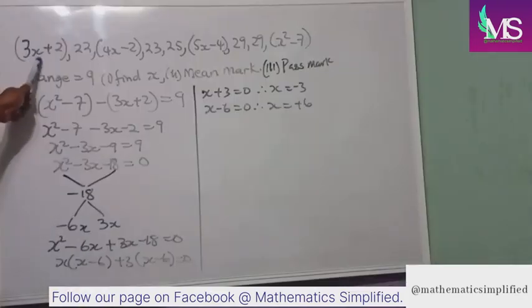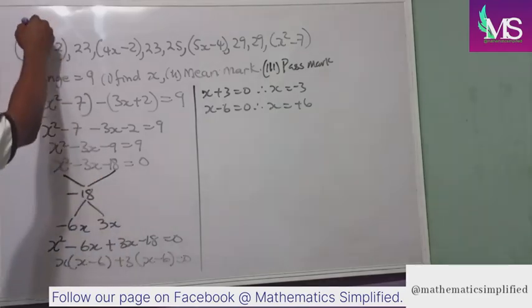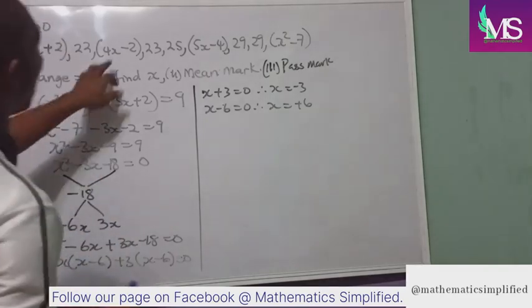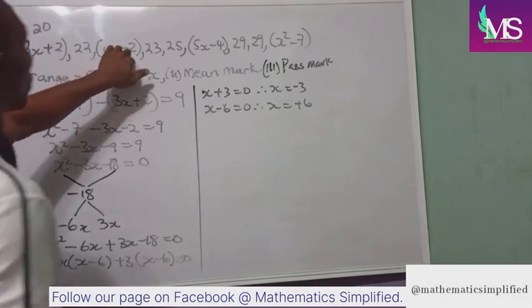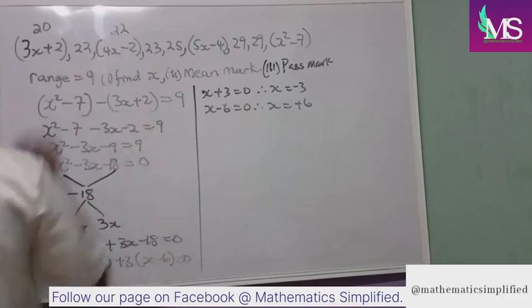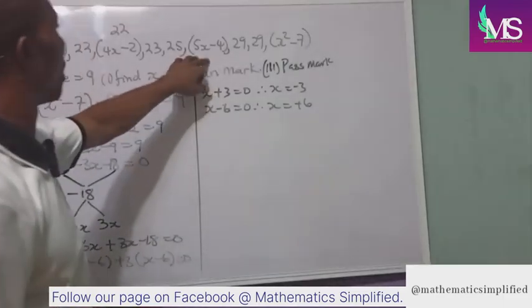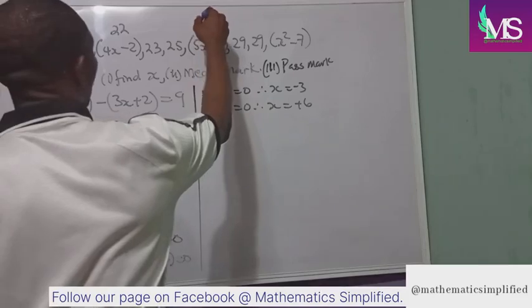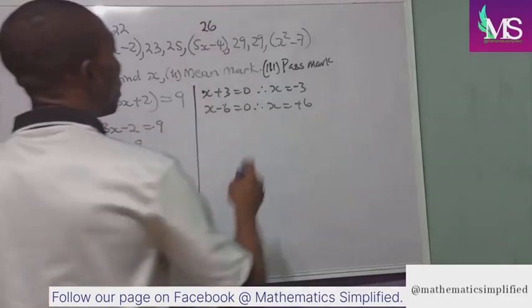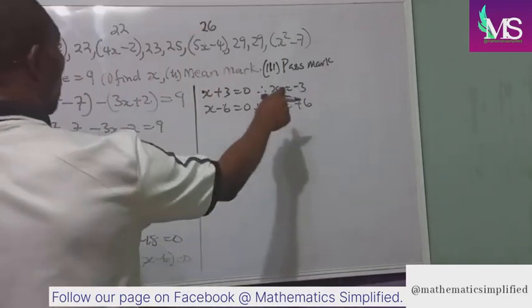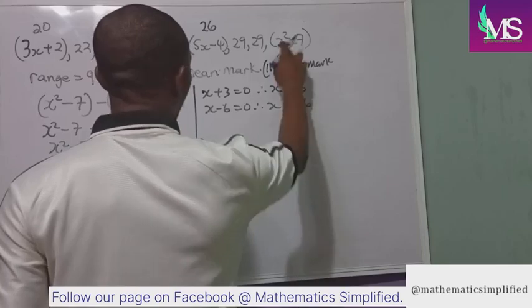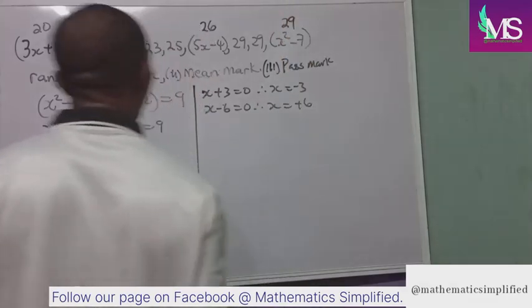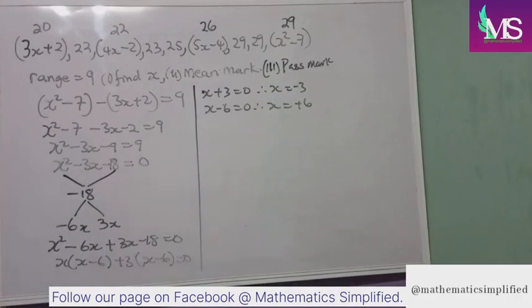So putting in the value of 6 here, 3 times 6 is 18, 18 plus 2 becomes 20. 6 times 4 is 24, 24 minus 2 becomes 22. 5 times 6 is 30, 30 minus 4 is 26. And 6 squared is 36, 36 minus 7 gives us 29. So those are our missing values.